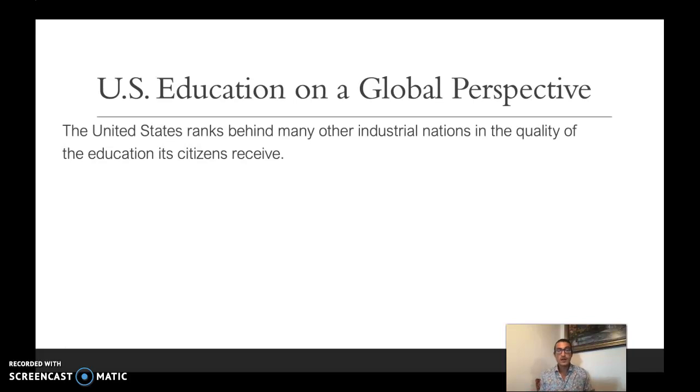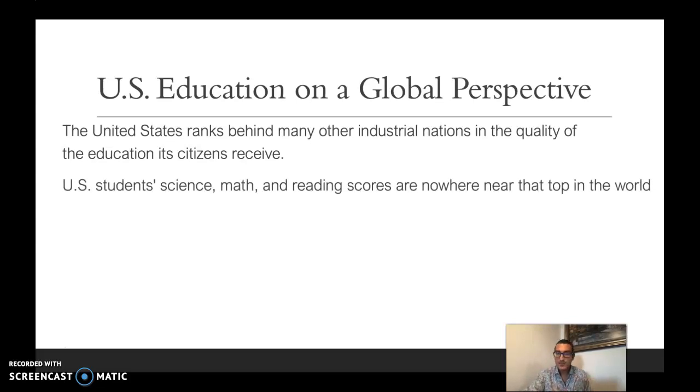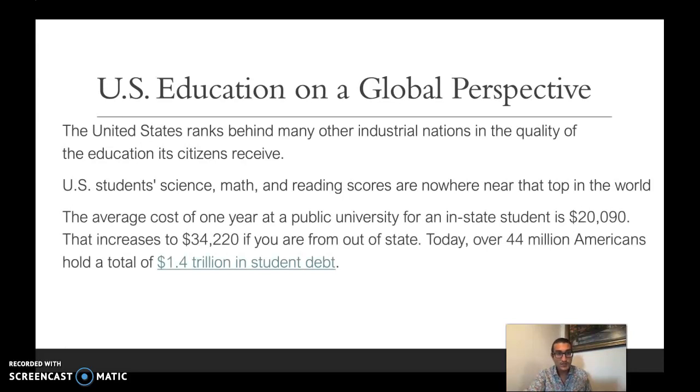to other countries around the world and position the United States in a global perspective. Well, you may be surprised to find that the United States ranks very far behind many other industrialized nations in terms of the quality of education that our citizens receive. For instance, in the United States, students' science, math, and reading scores are nowhere near the top in comparison to other countries around the world.